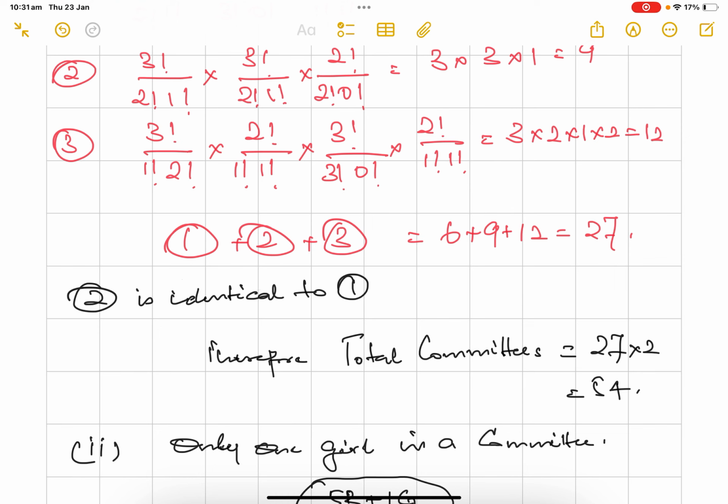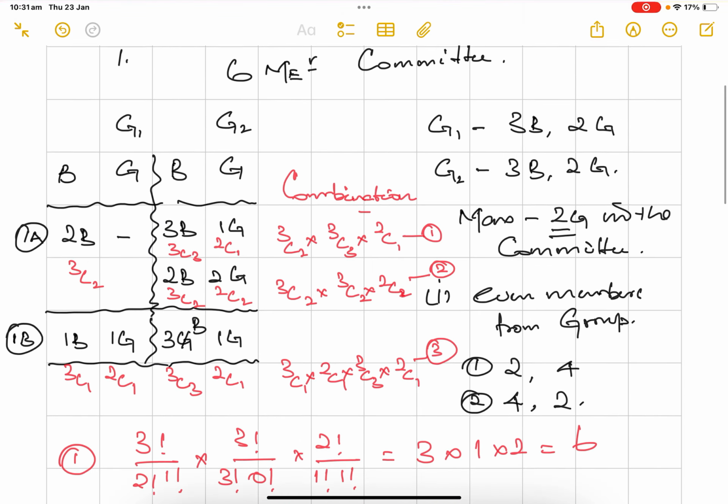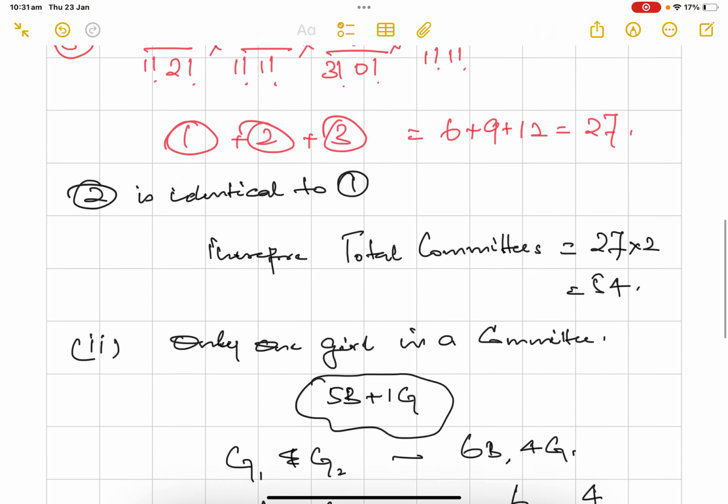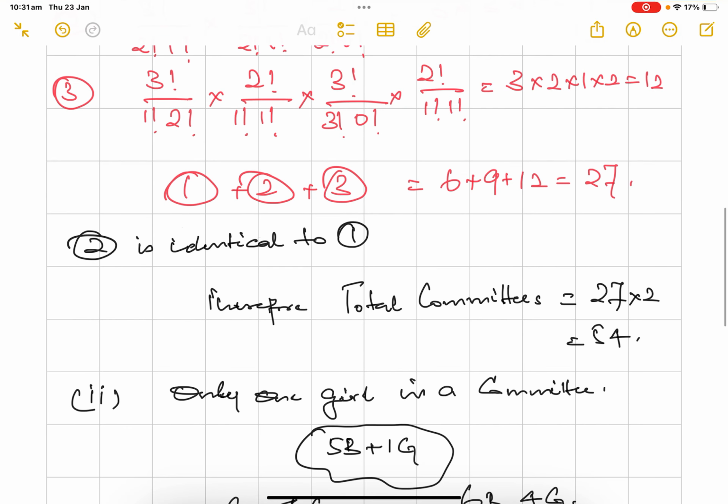Then the other case, number 2 here, is 4 and 2. But it is identical, because it is group 2 and group 1. Equations 1, 2, 3 will reappear, because of the identical 3 boys and 2 girls in group 1 and 2. There is no different way, so 2 and 4, and 4 and 2 are the same. So it should be another 27, because 2 is identical to 1. Therefore, total committees is 27 times 2, which is 54.